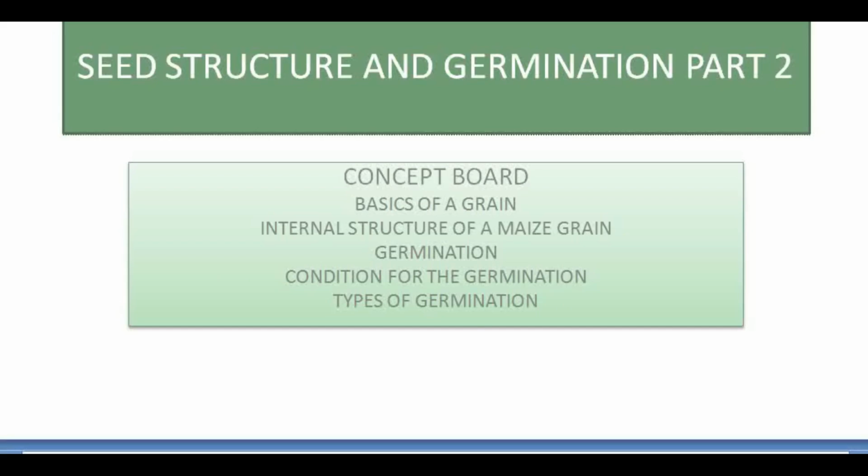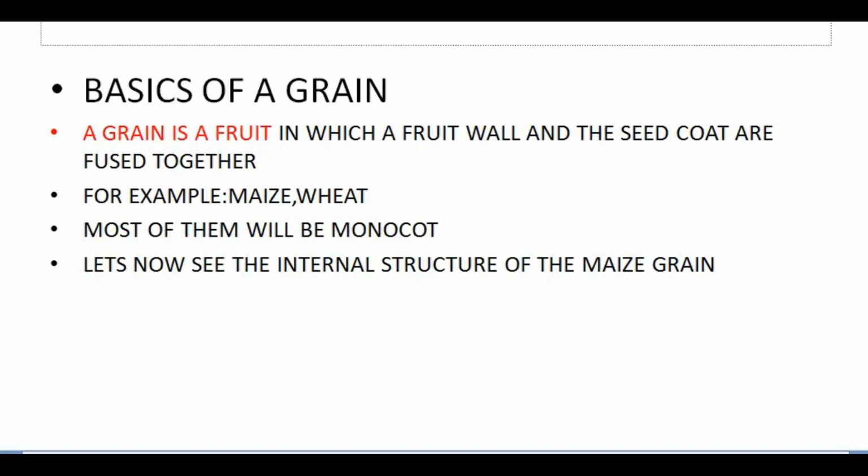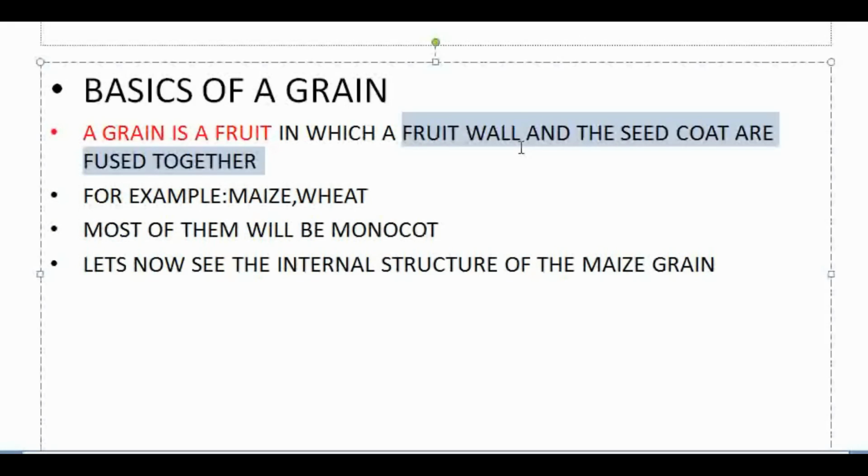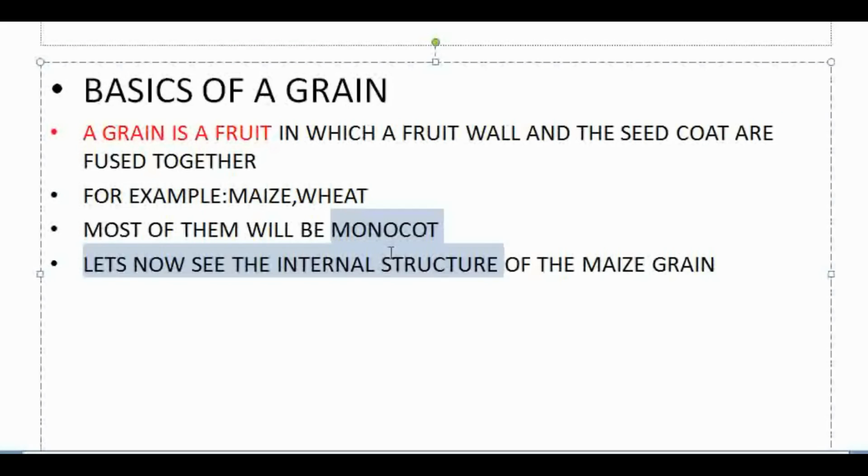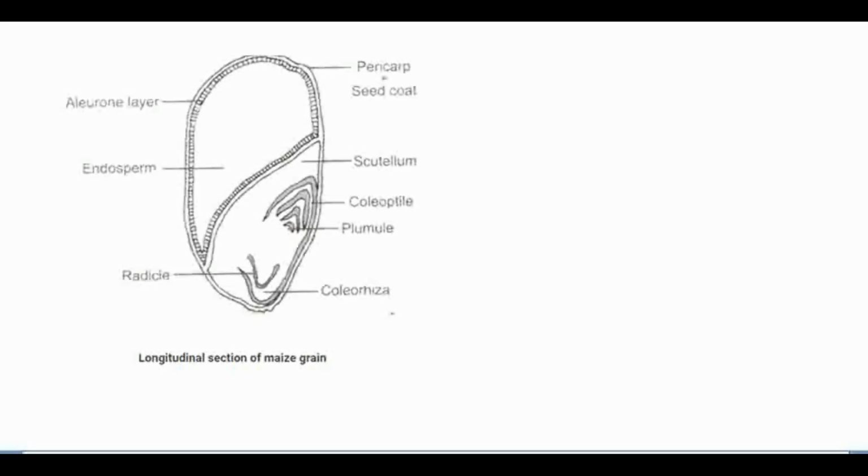So let's get started. So guys, here first one, basics of a grain. A grain is a fruit in which the fruit wall and the seed coat are fused together, for example maize and wheat. Most of these grains will be monocots. Now let's see the internal structure of a maize grain.